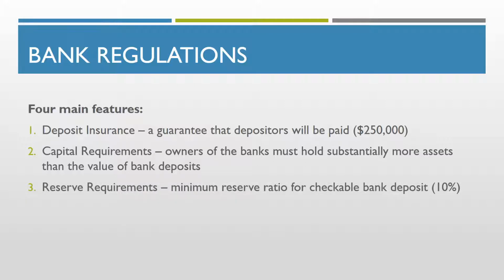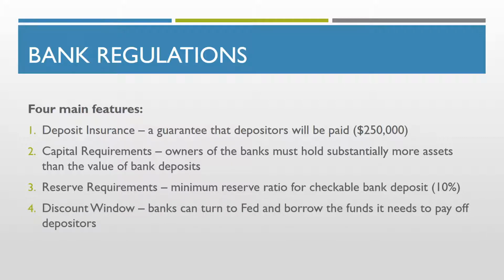And number three, the regulations actually set the required reserve ratios. So the reserve requirements only allow banks to lend out a fraction of the total deposits from the checking accounts. So it's a minimum reserve ratio that the bank has to hold against checkable bank deposits. In the United States, banks are required to hold at least 10% of the total checkable bank deposits in reserve.